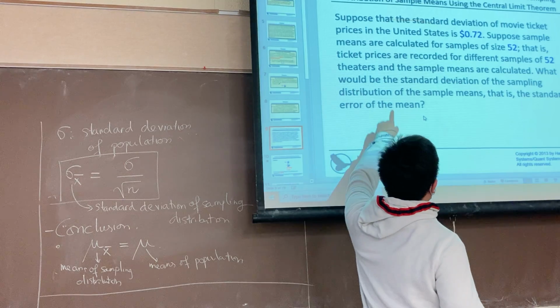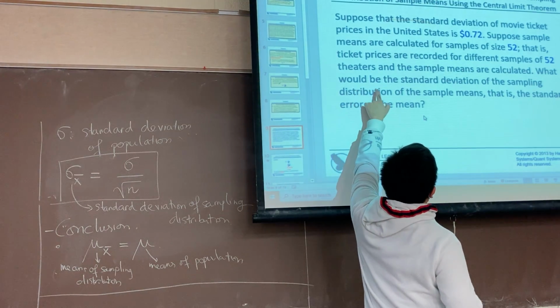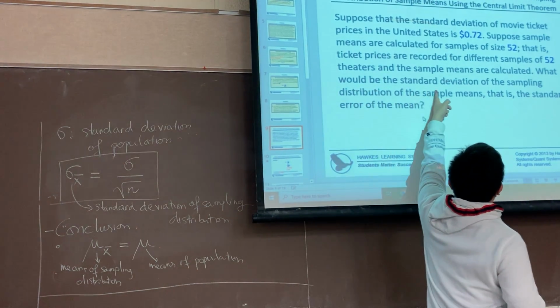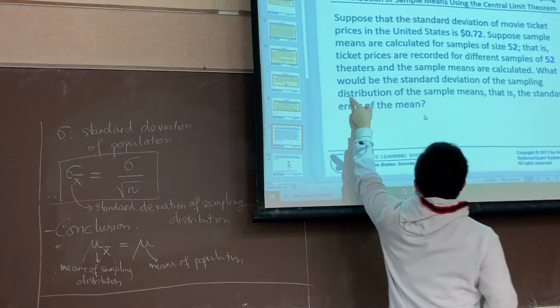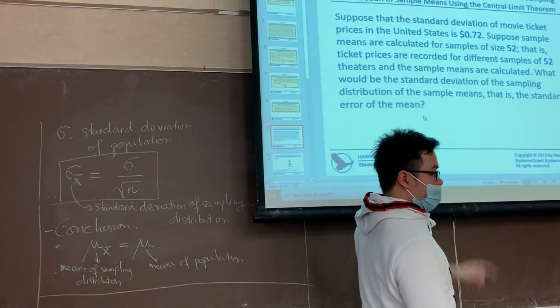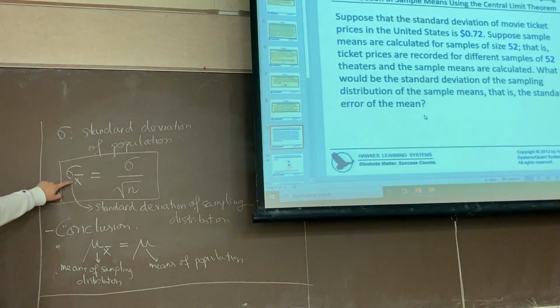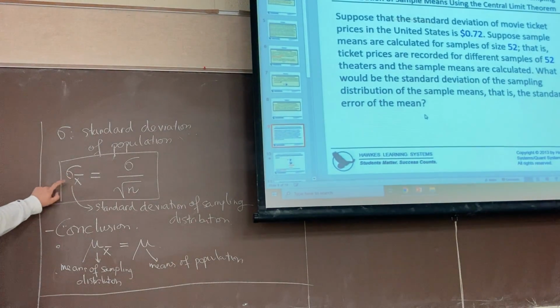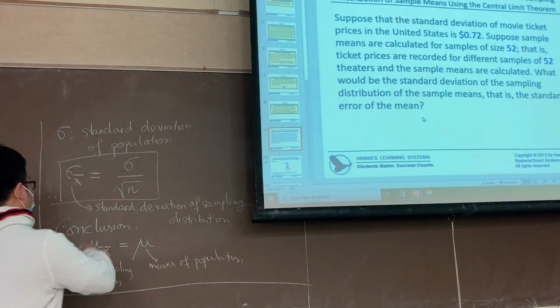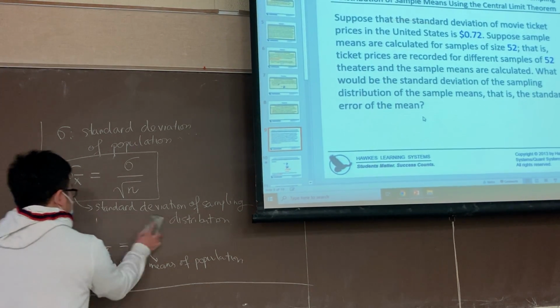Now look at the keyword here. They ask you to find the standard deviation of the sampling distribution. That means they ask you to find the sigma x bar, right? And now we will apply this formula.